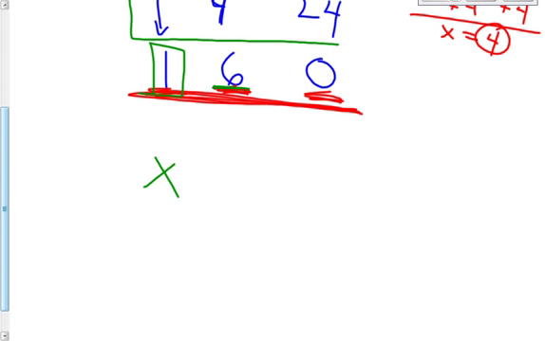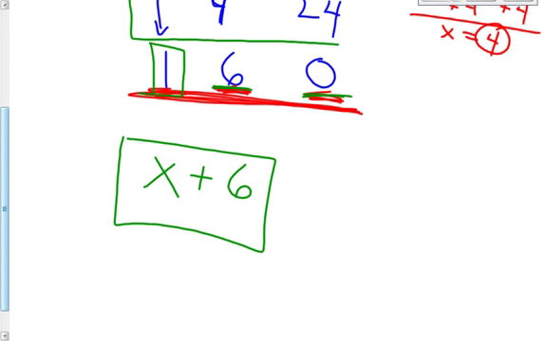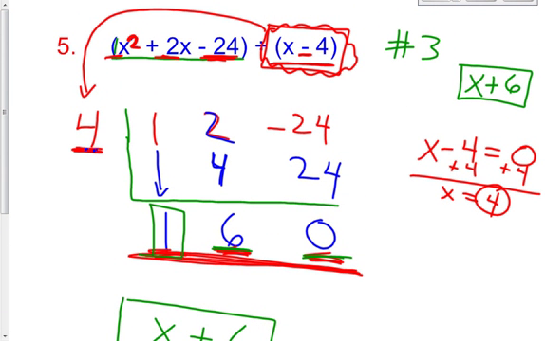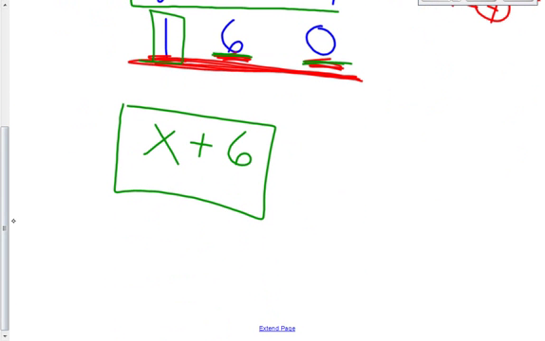So this 6 right here, that becomes our constant term. So we put a positive 6. And then 1 less than our constant term is our remainder, which, as you can see, is 0. We don't even have to write it. So our answer is x plus 6. And as you can see, we got that exact same answer when we did number 3 using long division. So we get x plus 6 using long division, or x plus 6 using synthetic division.